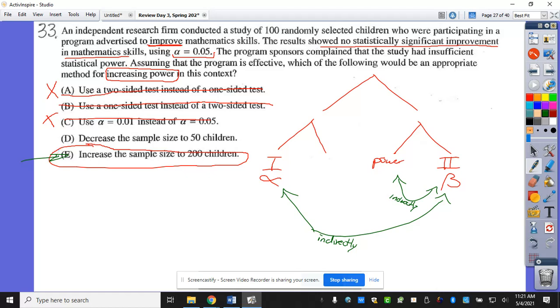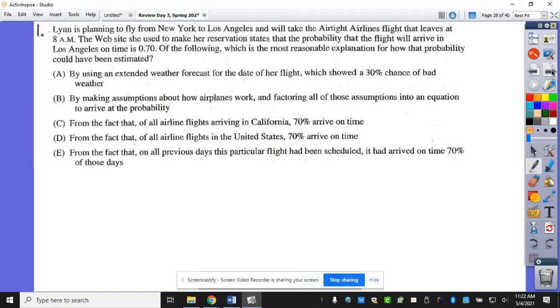Let's probably stop there. Oh, this one, I can talk through this one in a second. This one says it's a 70% chance that her flight's going to be on time. The best option is, how did you come up with that? Well, if I did that scenario over and over, about 70% of the time, it was on time. A lot of people picked, of all flights arriving from California, 70% are on time. That's not specific enough. It's all of them like that one that she was on. 70% of them were actually on time.